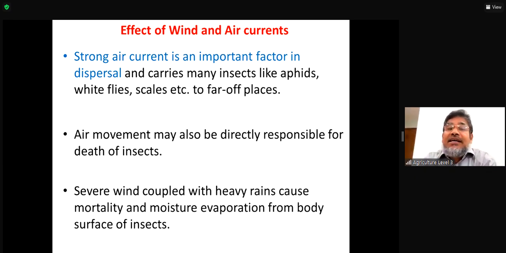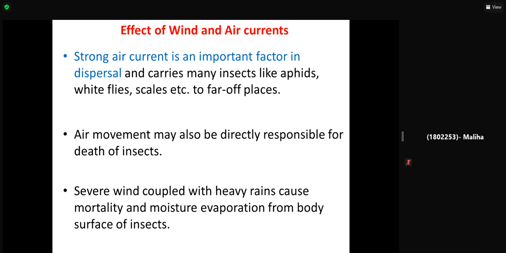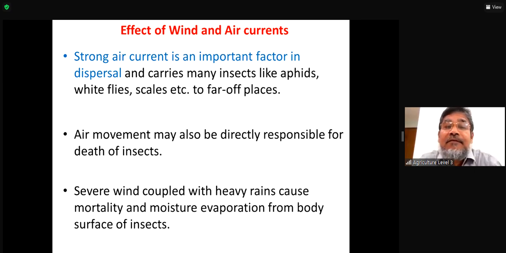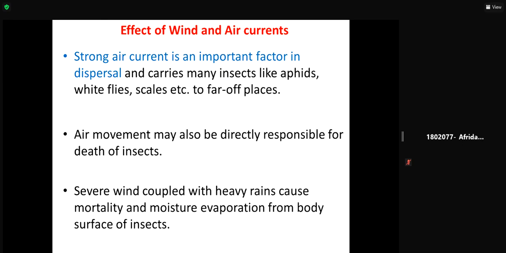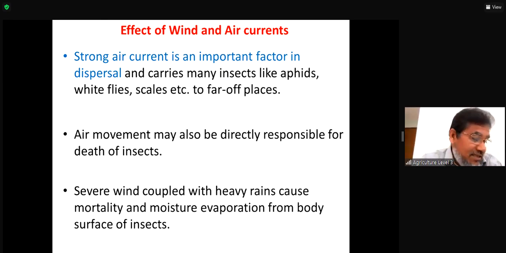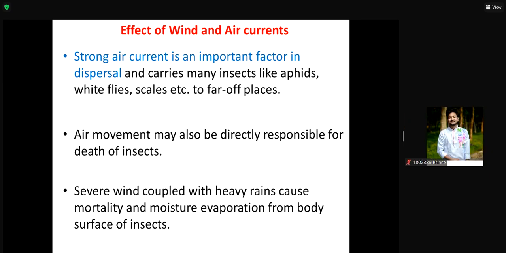Effect of wind and air current. The wind and air current can influence the life of insects. So how does it cause? A strong air current is an important factor for insects. Insects usually move from one place to another, but sometimes the insects do not start their flight when the air current is too strong, that is, beyond their flight range.